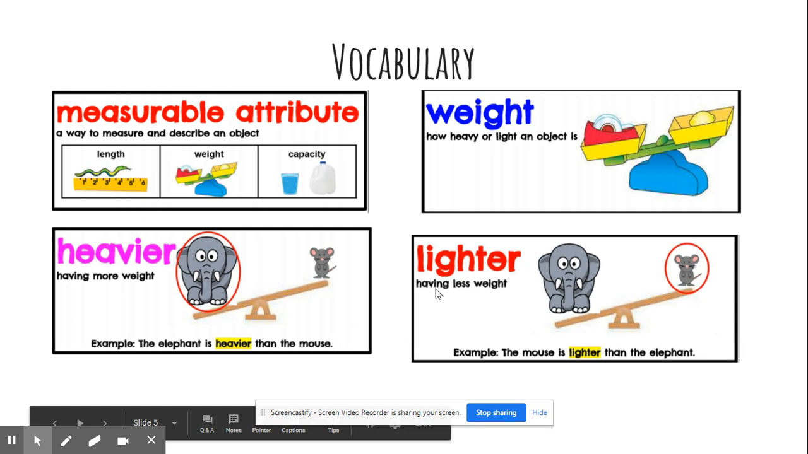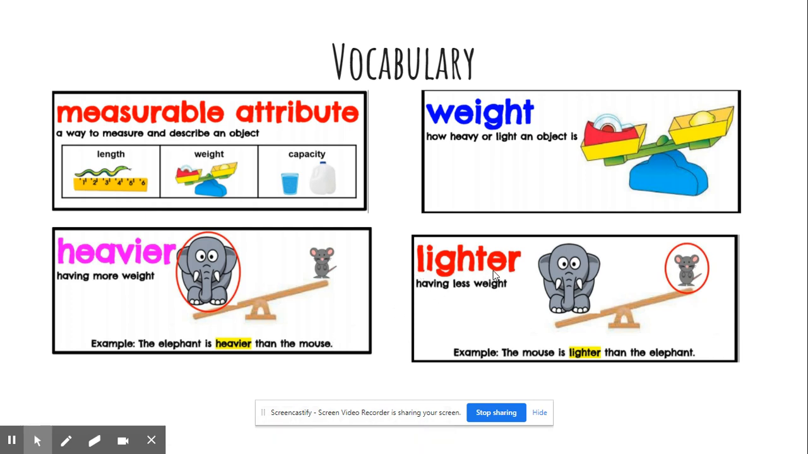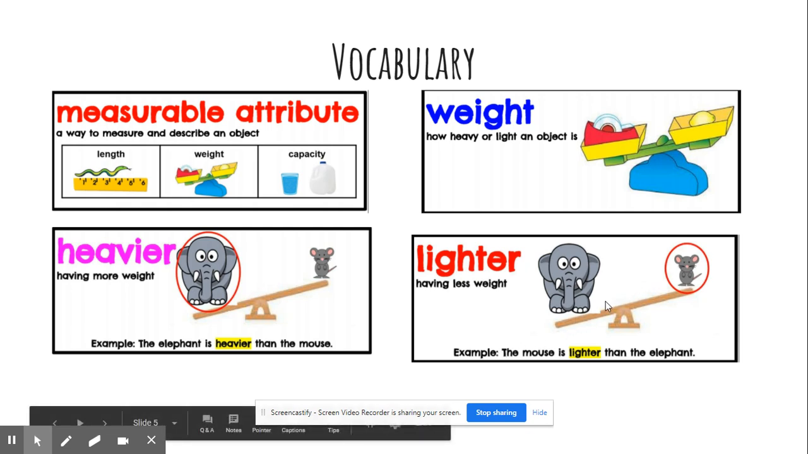Good job. All right, our last vocabulary word is lighter. Can you say lighter? Lighter means having less weight. Now, if you notice something different, they circled the mouse this time because the mouse is lighter, or it's smaller. And pay attention to what the scale did with the lighter object. The lighter object went up. So, for example, when we're comparing the mouse to the elephant, we would say the mouse is lighter than the elephant.